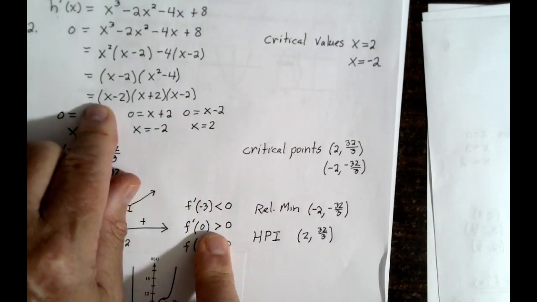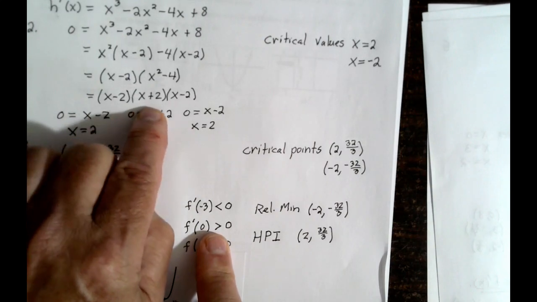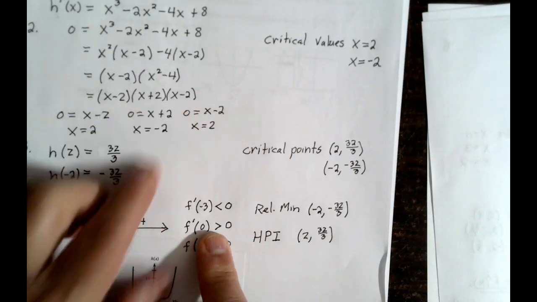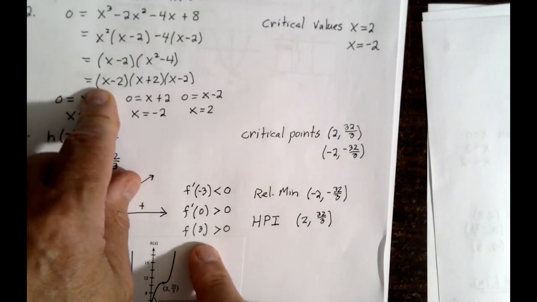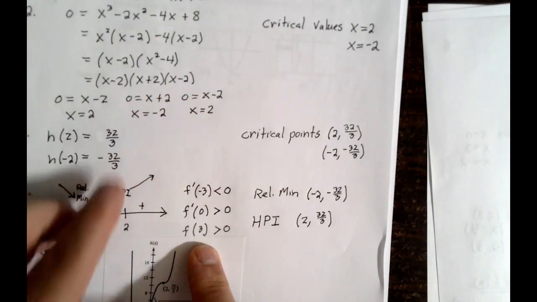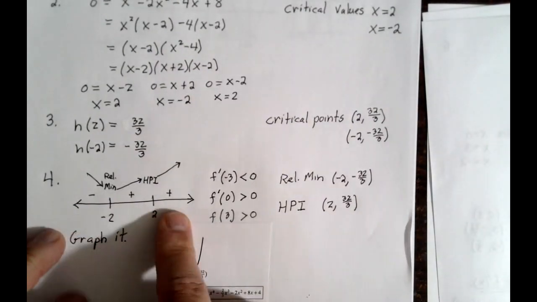Now let's try 0. 0 subtract 2 is negative. 0 plus 2 is positive. 0 subtract 2 is negative. Negative times positive times negative, that's going to give you a positive. And now 3. Positive, positive, positive. So 3 positives multiplied together is positive.